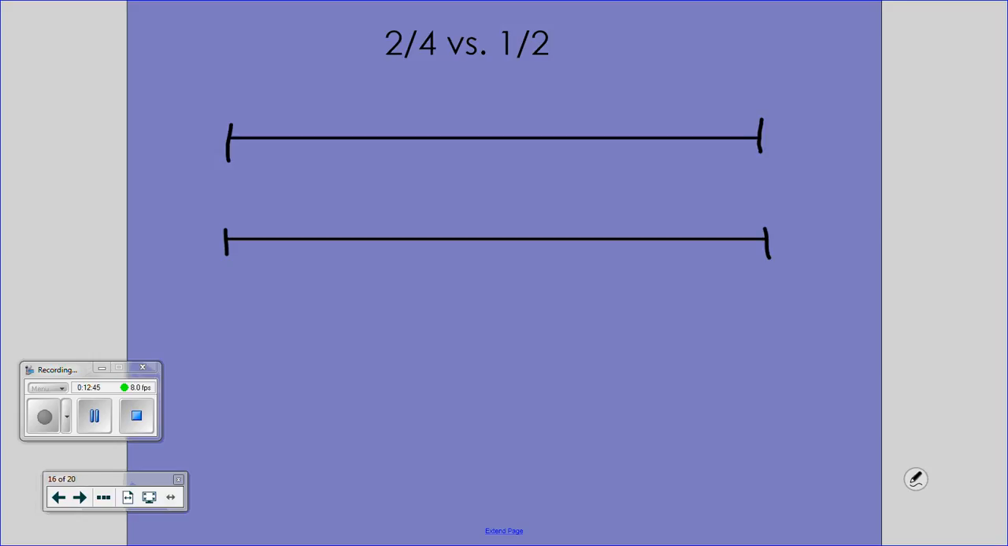What are my endpoints going to be? Not a trick question. What are my endpoints going to be, Courtney? 0 to 1. Why are they 0 to 1?